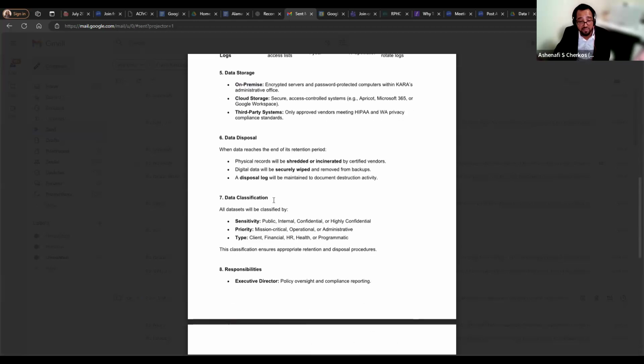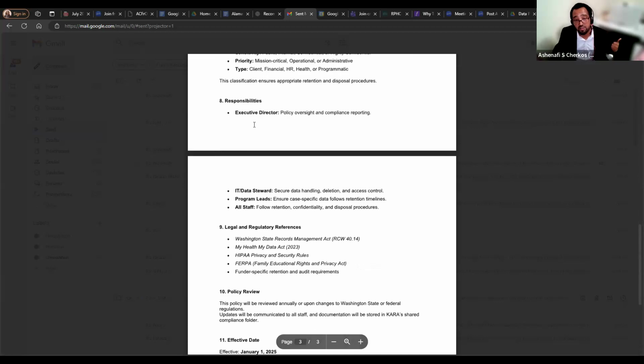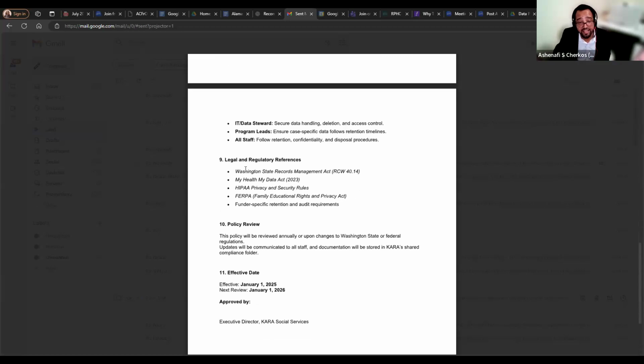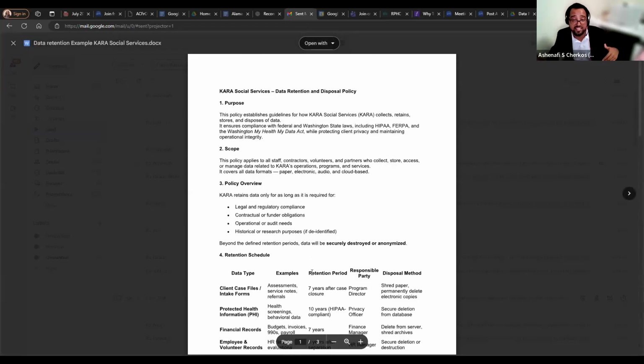We classify data by sensitivity, priority and type, and we have assigned responsibilities to the executive director, data steward or IT person, program lead, and others, along with legal and regulatory references. So we have tried to create a sample which you can follow or adapt to your organization. I hope this will help you develop your own data retention policy in your organization.